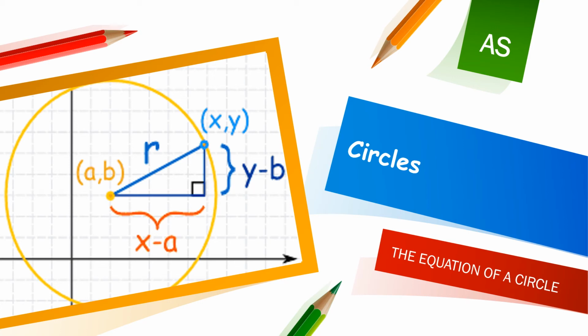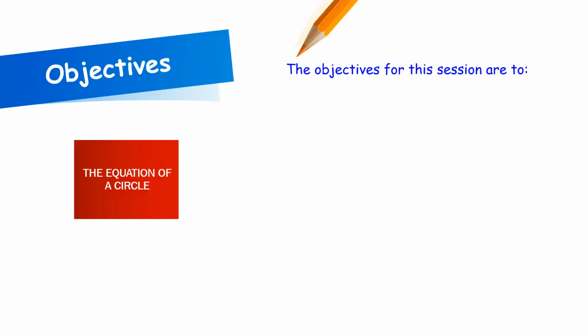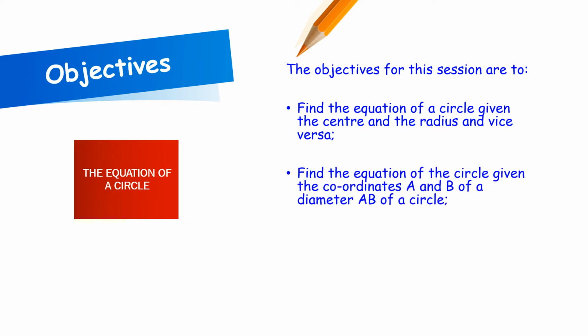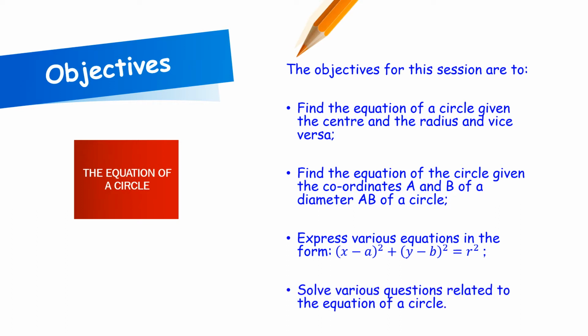Welcome to the unit on the equation of a circle. The objectives for this session are to find the equation of a circle given the centre and the radius, and vice versa. Find the equation of the circle given the coordinates A and B of the diameter of a circle. Express various equations in the form (x − a)² + (y − b)² = r², and solve various questions related to the equation of a circle.